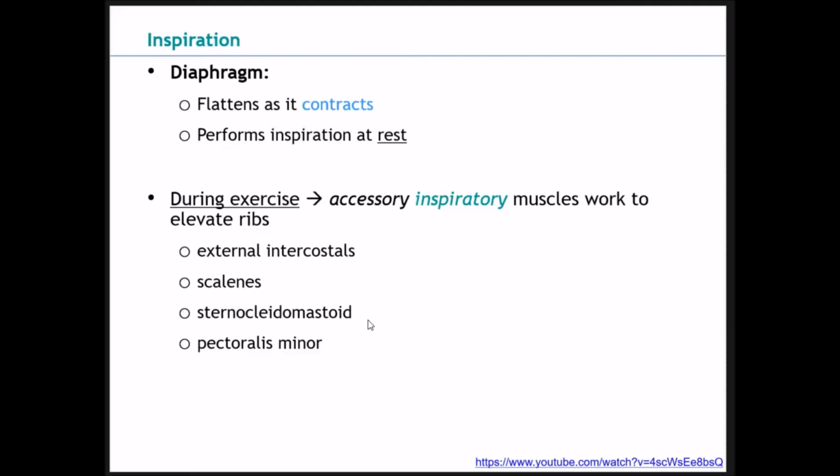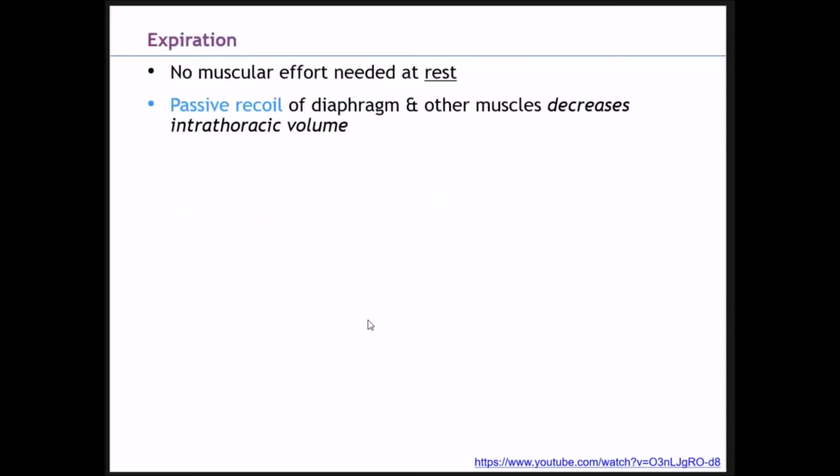And then the pectoralis minor also connects to the clavicular head and will also raise the rib cage. Let's now talk about expiration. So expiration, there is no muscular effort needed at rest. So think about it. When you are at a rested state and you're just breathing normally, you're not having to recruit extra muscles to do this.